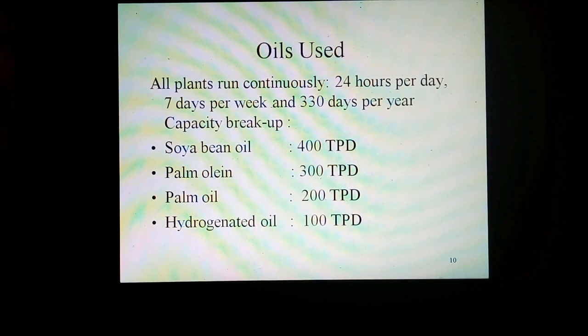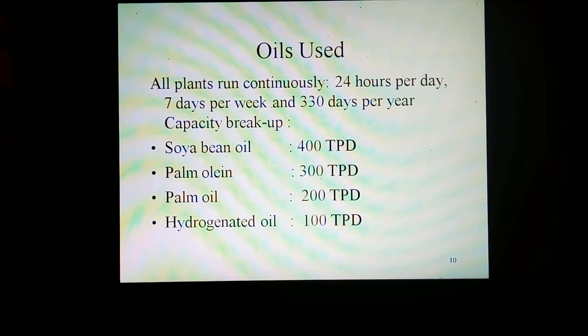Plant capacity. Oil refining and deodorization are continuous processes, while hydrogenation is a batch process. All the plants shall run continuously for 24 hours a day, 7 days a week and 330 days per year. Plant capacity will be 1,000 tons per day of all oils. The breakup is as follows.